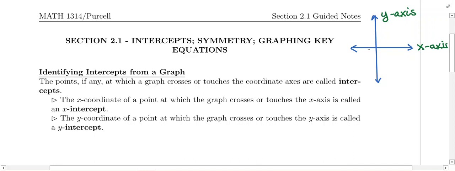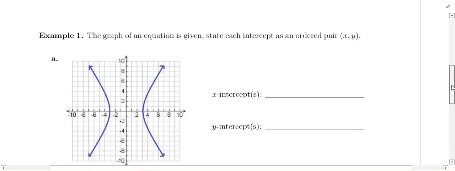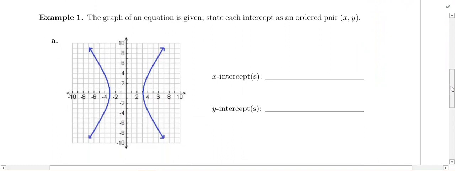So what we're going to do in example 1, I have some graphs for you. For each graph, it says the graph of an equation is given. State each intercept as an ordered pair x, y. So all we're doing here, for each graph that you're given, you're identifying both the x-intercepts and the y-intercepts. According to the directions, the way you're going to write down the answer, these points need to be stated as ordered pairs. When you write down an ordered pair, the x-coordinate goes first, and then the y-coordinate goes second.